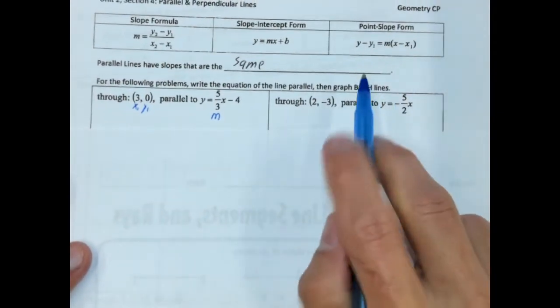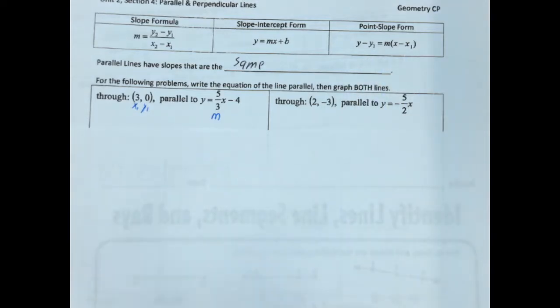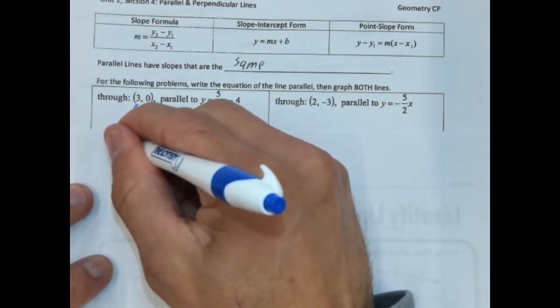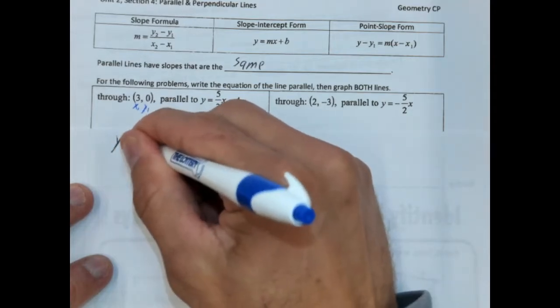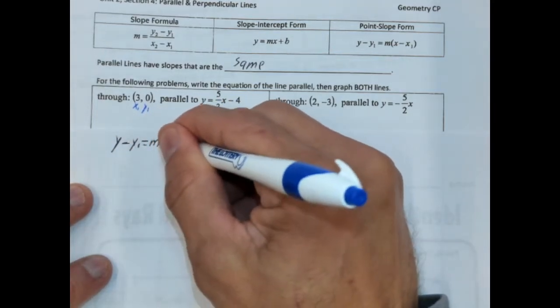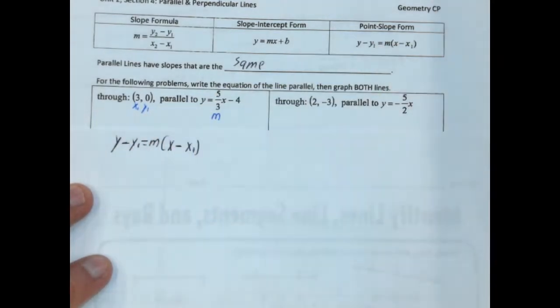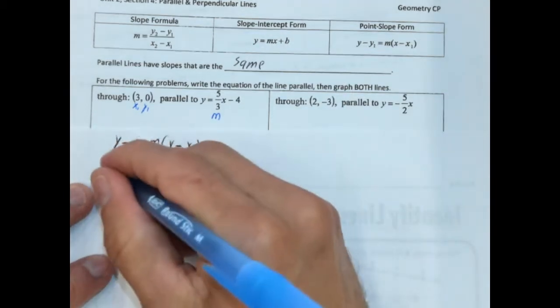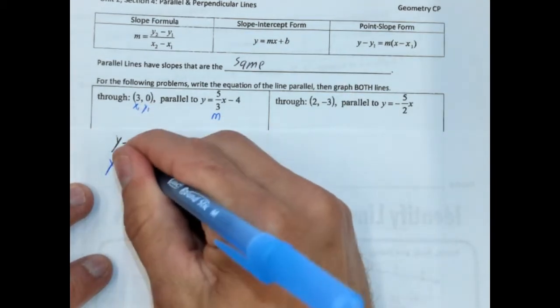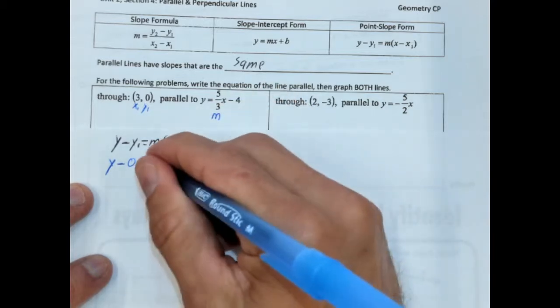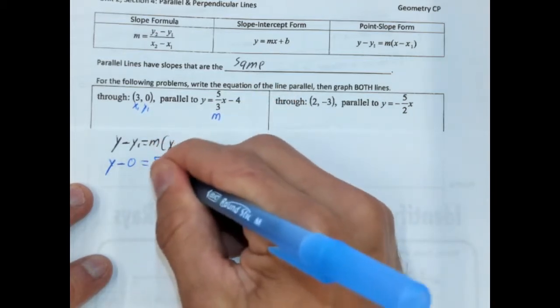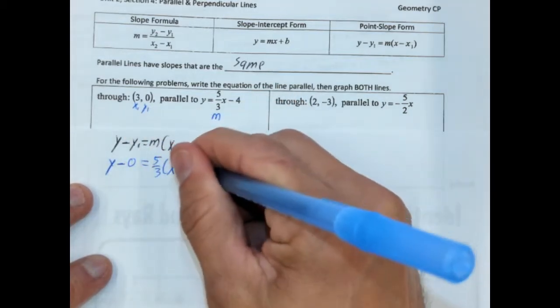And we're going to use point slope form. So let's write the formula out. y minus y1 equals m parentheses x minus x1. And we're going to plug these values in. So y minus y1, which is 0, and then m is 5/3. x minus, and our x1 is 3.